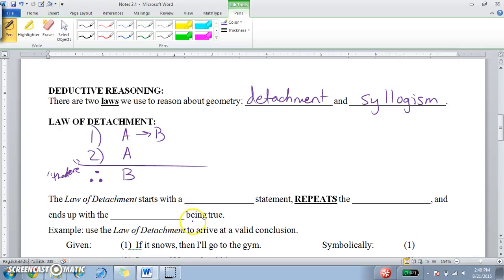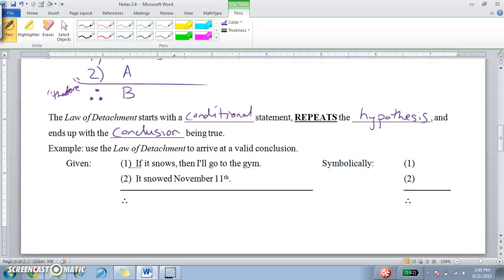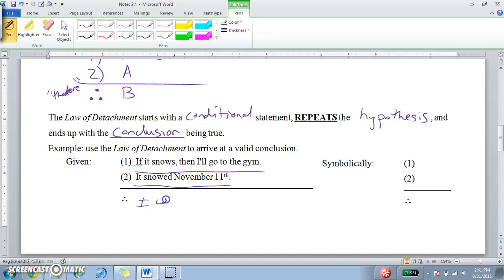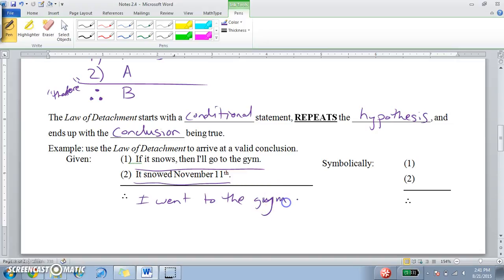So, what do I mean by that? Law of detachment starts with a conditional, as I said, repeats the hypothesis. So, the hypothesis, the first part of it, happens, and the conclusion becomes true. So, what does this mean? Well, if we've got the conditional statement, if it snows, then I'll go to the gym. Then we say, it snowed on November 11th. Well, the first part said, if it snows, then I'll go to the gym. So if it snowed on November 11th, then I went to the gym on November 11th.